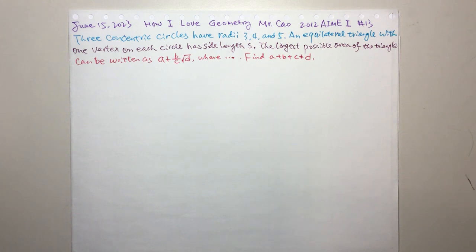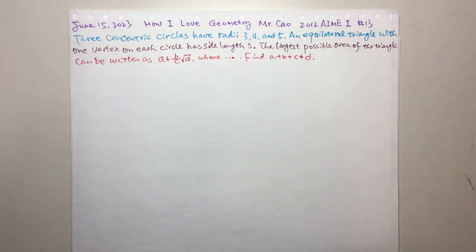Three concentric circles have radii 3, 4, and 5. An equilateral triangle with one vertex on each circle has side length s. The largest possible area of the triangle can be written as a plus b over c times square root of d. Let us find a plus b plus c plus d.